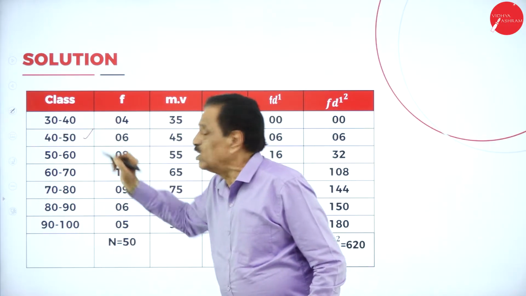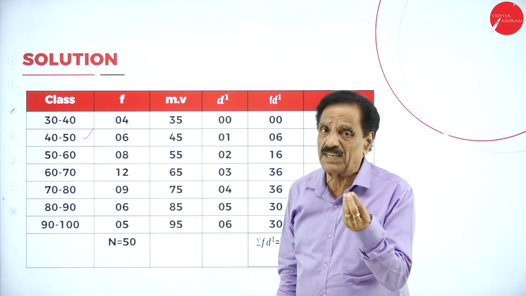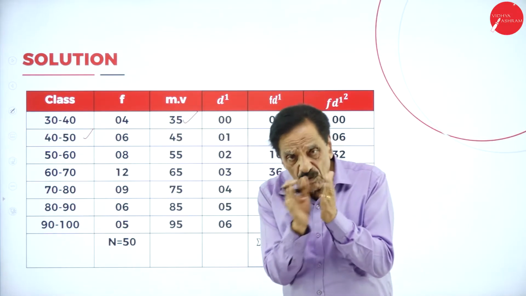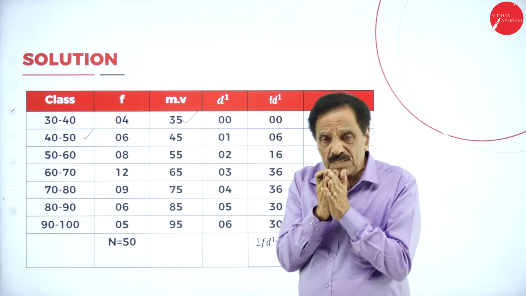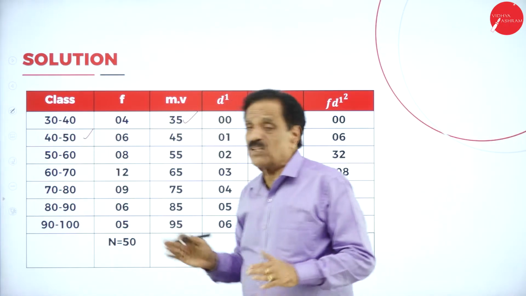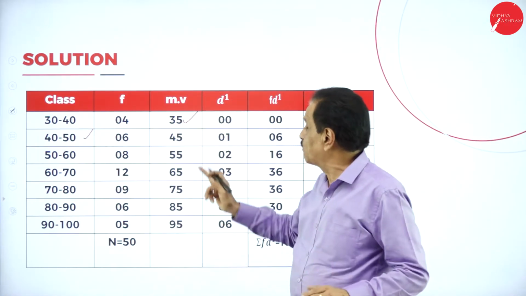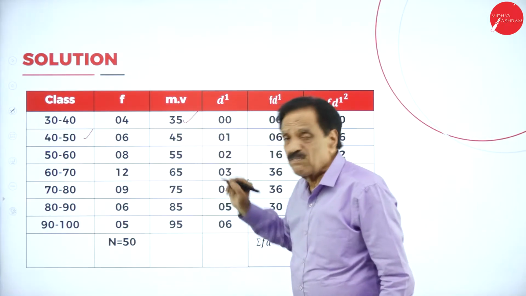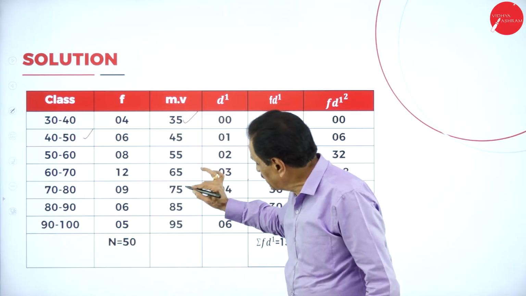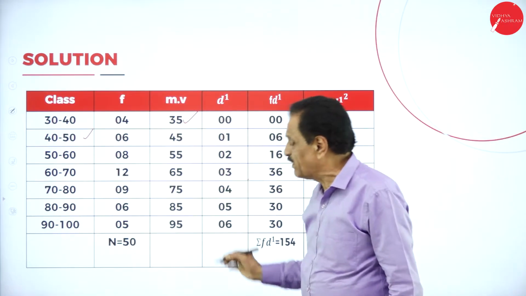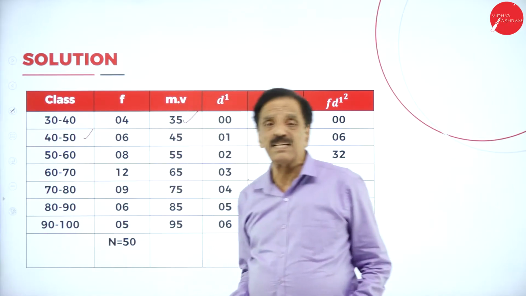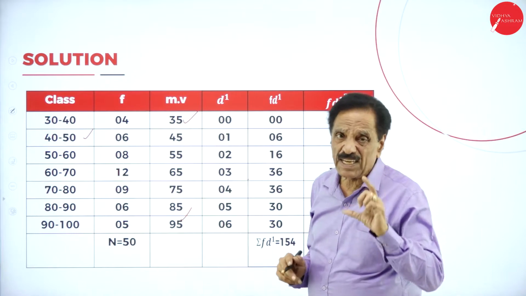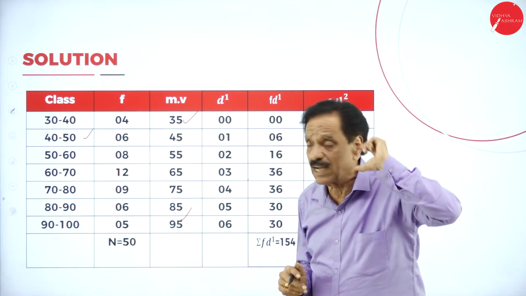Then the mid value of 30 to 40: 70 divided by 2 is 35. 40 to 50: 90 divided by 2 is 45. So there is a difference of 10. So 45, 55, 65, 75, 85, 95. Check once again: 90 plus 100 is 190, divided by 2 is 95. So it is correct. Difference of 10. That's called your class interval.